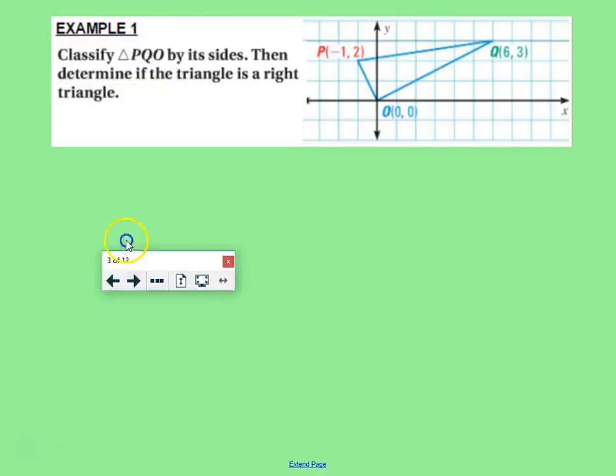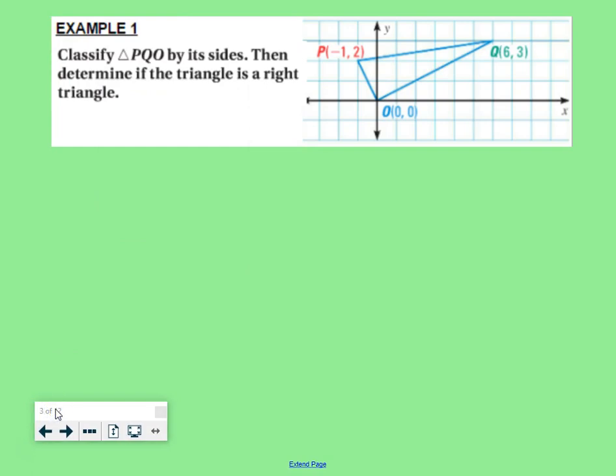Classify triangle PQO by its sides, then determine if the triangle is a right triangle. So we can tell by looking at it that it's not going to be an equiangular or equilateral triangle because all three sides are not going to be congruent. We can tell that by seeing it. But we should check and see if it's an isosceles triangle. Check and see if these two side lengths are congruent. So we need to use our distance formula.